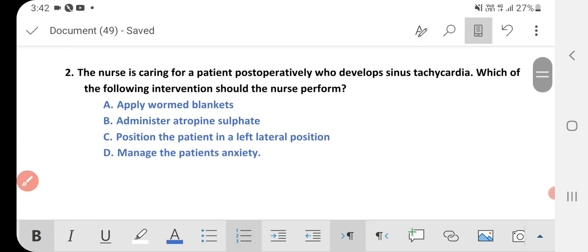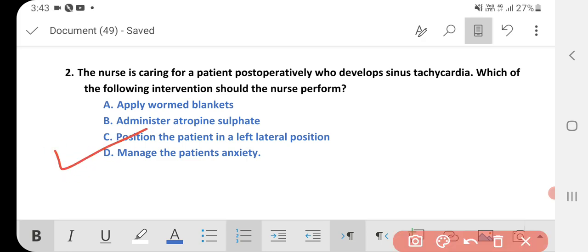Second, the nurse is caring for a patient postoperatively who develops sinus tachycardia. Which of the following interventions should the nurse perform? Options: A, apply warmed blankets; B, administer atropine sulfate; C, position the patient in a left lateral position; D, manage the patient's anxiety. So the first priority will be to manage the patient's anxiety. D is the right answer.